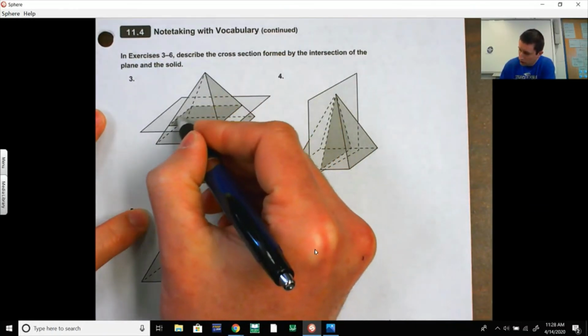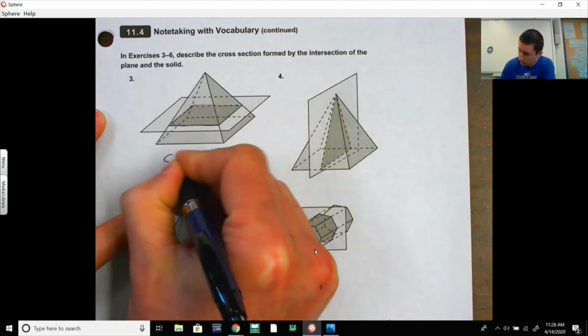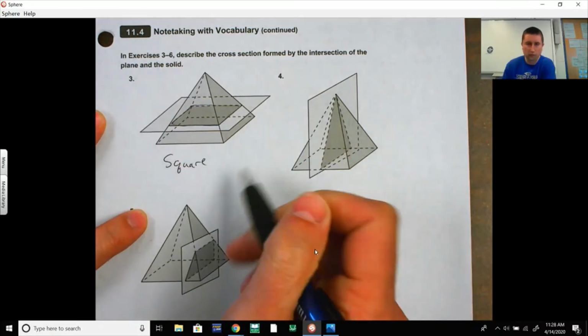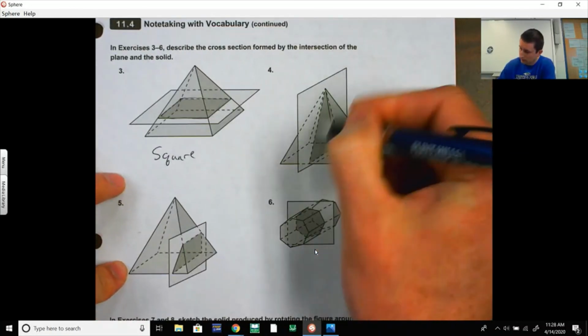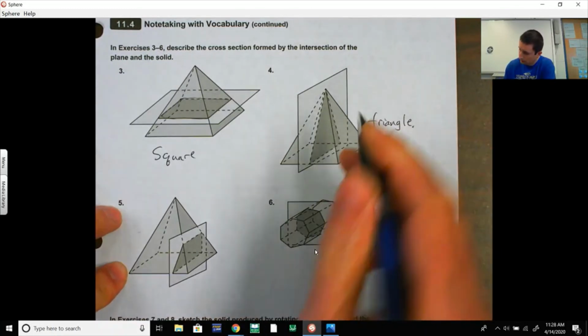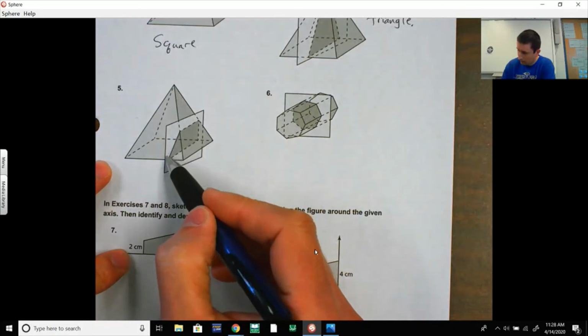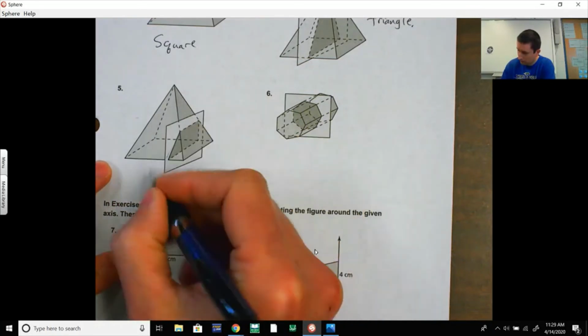So when you describe the cross-section formed by the intersection of a plane and a solid, they just want to know, what shape is formed here? If you cut this right here, you would have a square. If you cut it right here, you'd have a triangle. This one, how it's cut here, notice that's sloping out, that's sloping out. This would be a trapezoid.